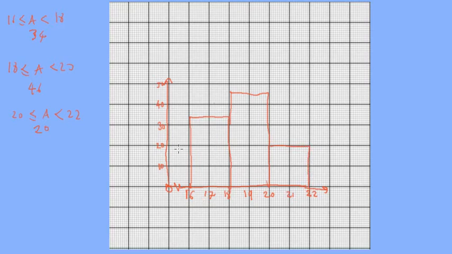Now, when you draw your histogram, make sure you label your axes. So this is age in years, and this is frequency.